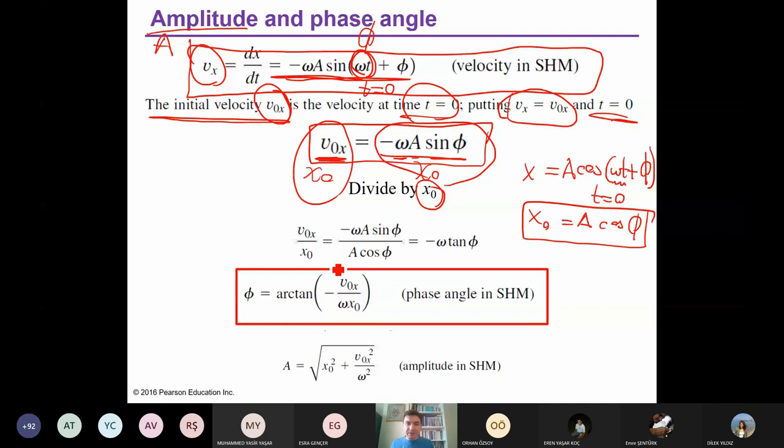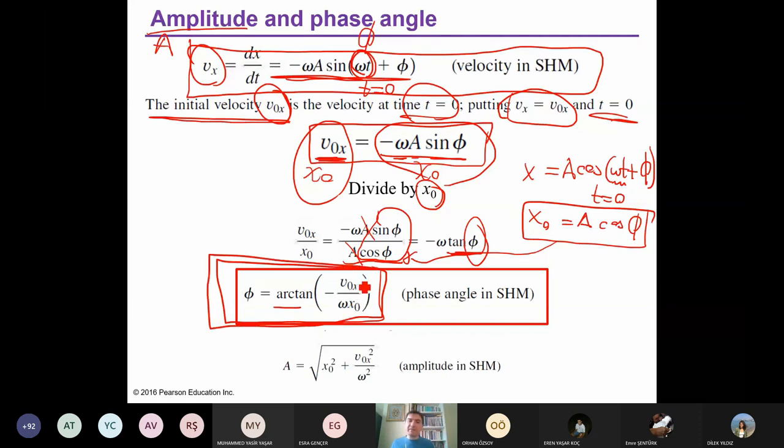Then finally, we have A here and A here, you can cancel this one. Here we have sine phi, here we have cosine phi, it is equal to tangent phi, and here we have minus omega. If you take the phi angle from this expression, then you can calculate the phase angle in simple harmonic motion, which is given by arctangent of minus initial velocity when the time is zero over angular frequency times x zero, the initial displacement, initial position of the system.